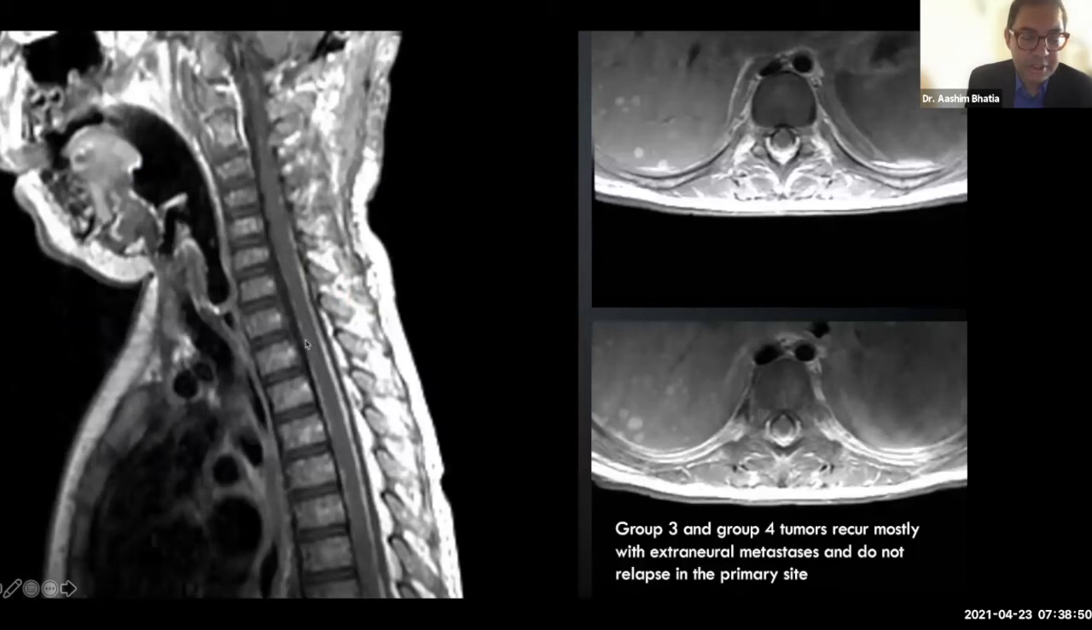Throughout the spine, you see the diffuse leptomeningeal disease. But what else do you see on this sequence? There's an axial post-contrast sequence. There's something going on in the liver, multiple enhancing lesions throughout the liver. These are metastatic disease from the medulloblastoma. So group 3 and group 4 tumors are more likely to have extraneural metastases than the other subtypes. So always pay attention to your axial post-contrast of the spine, because they can metastasize to sites outside of the spinal cord.